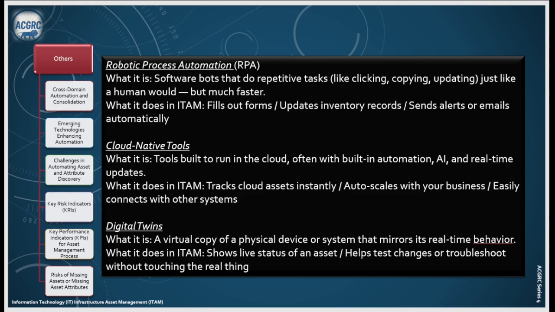Cloud native tools are tools built to run in the cloud, often with built-in automation, AI, and real-time update. From an ITAM perspective, it tracks cloud assets instantly, auto scales with your business, and easily connects with other systems. Digital twins are a virtual copy of the physical device or system that mirrors its real-time behavior. From an ITAM perspective, it shows live status of an asset, and helps test change or troubleshoot without touching the real thing.